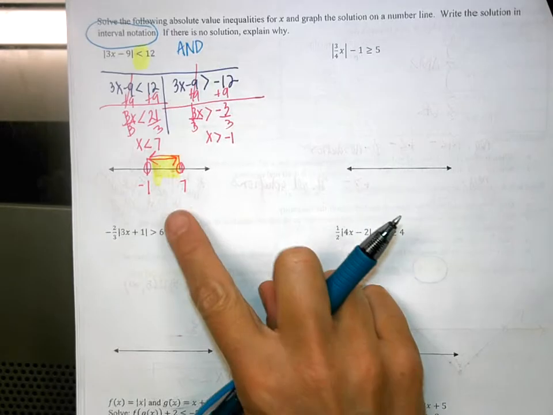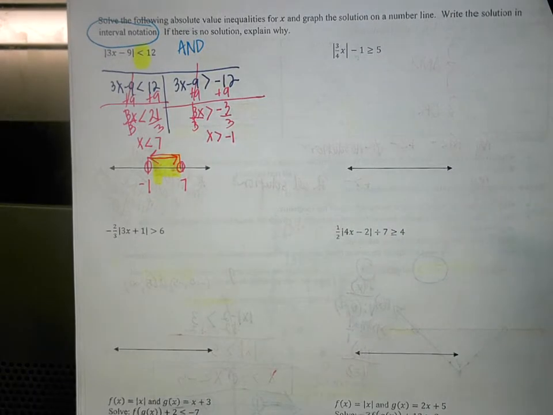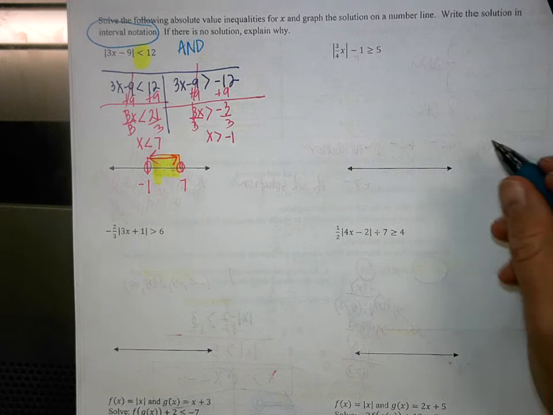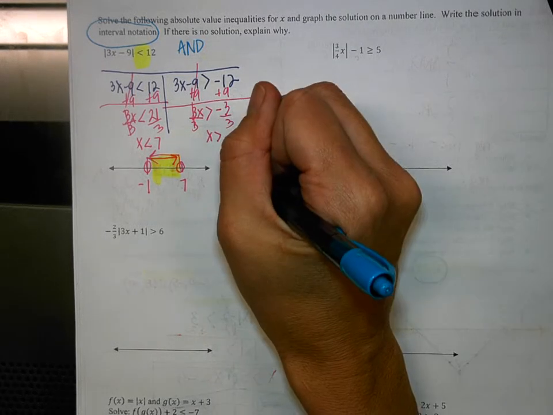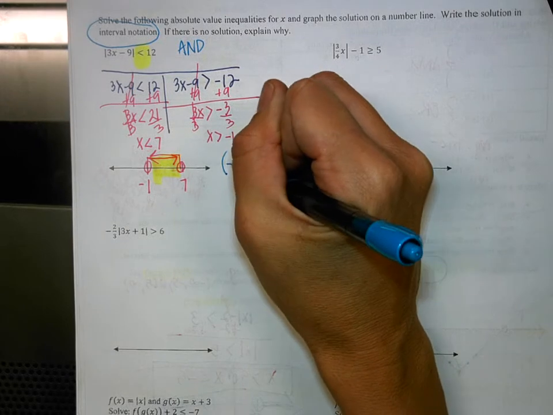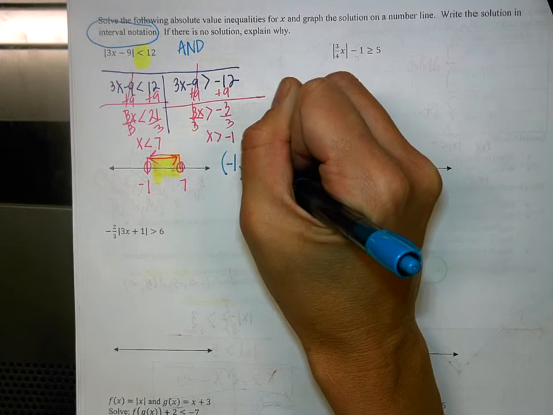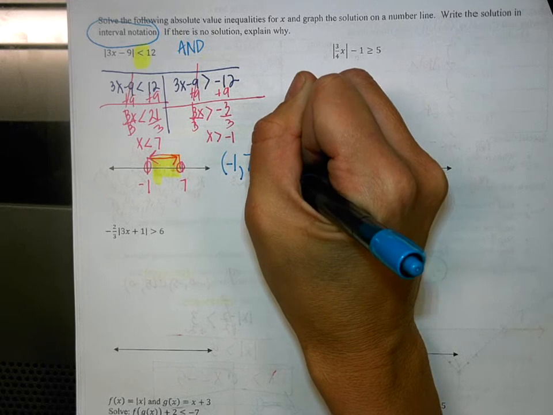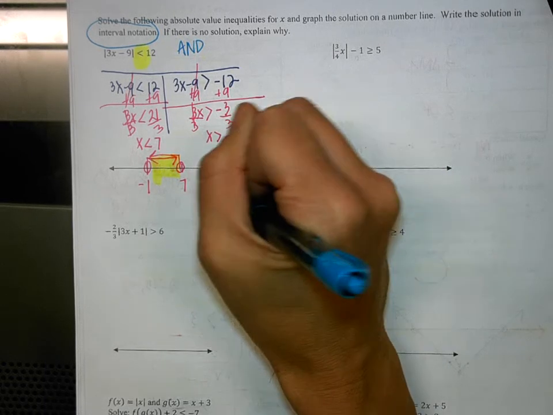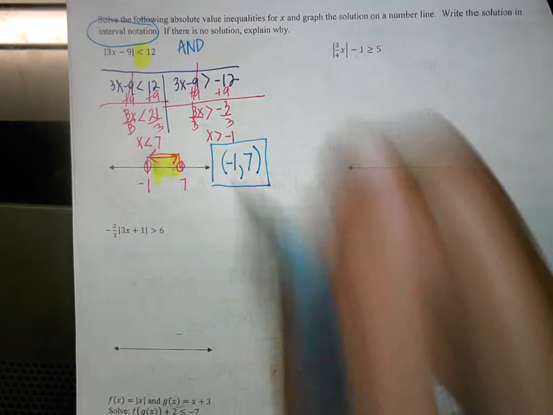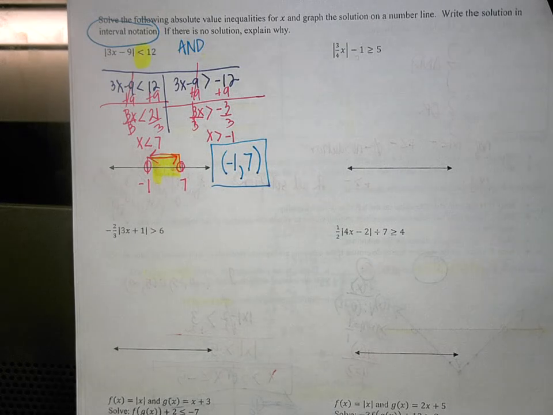How would I write this answer? Parenthesis or bracket? Parenthesis, negative 1 to 7, parenthesis. Why is it a parenthesis and not a bracket? There's no equal to sign.